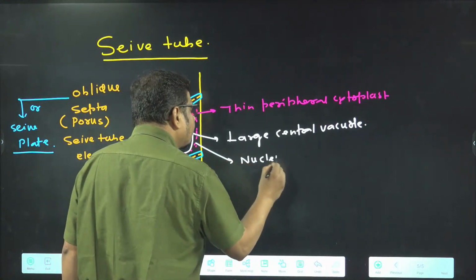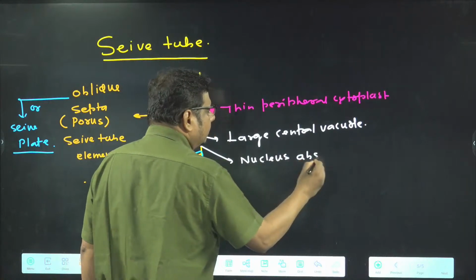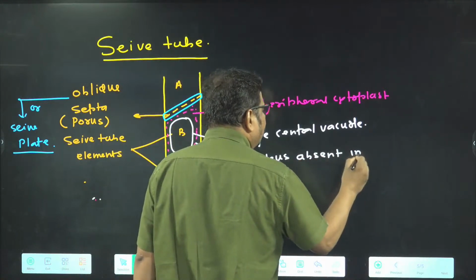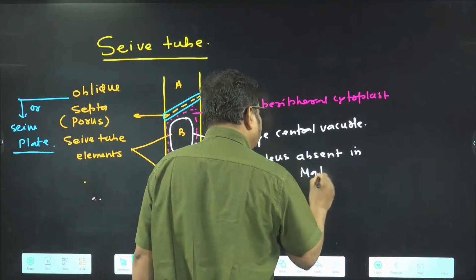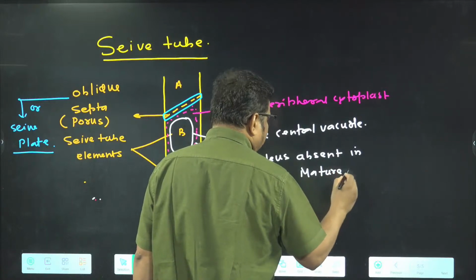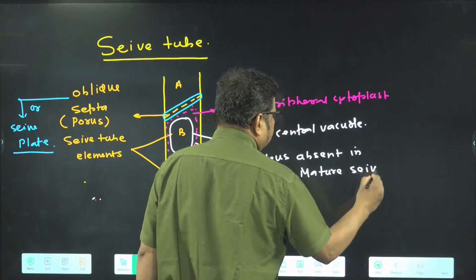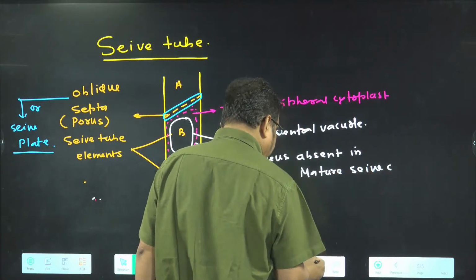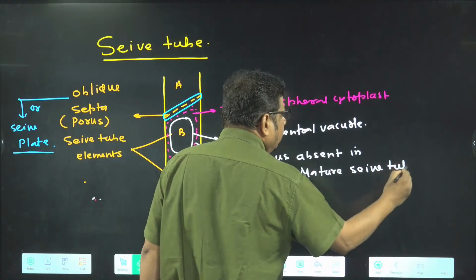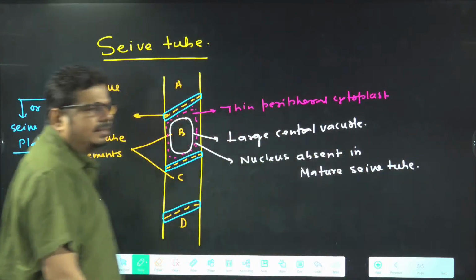Nucleus. Absent in mature sieve tube. Mature means differentiated sieve tube. Mature sieve tube. And it is an important line. People ask question from here. Is it clear or not?